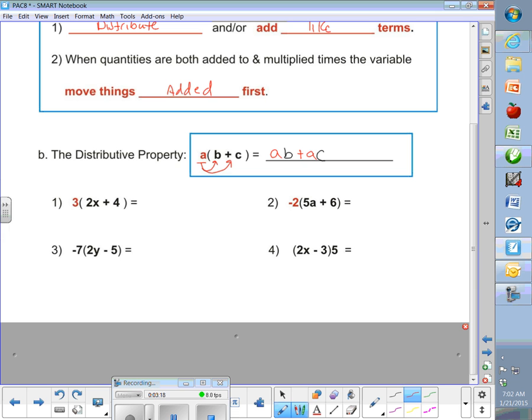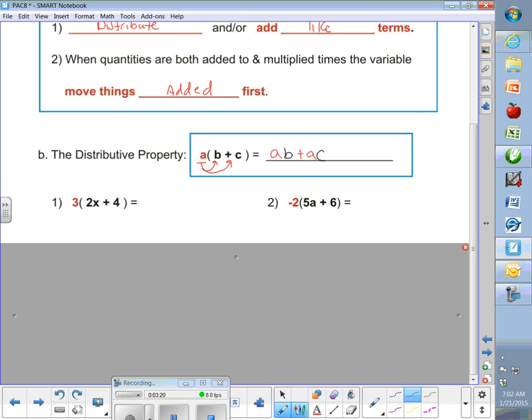If you look at example number 1 here, let me close my window a little bit. In example 1, we're going to take the 3 and multiply it times the 2x. 3 times 2x is 6x. And now we're going to take that positive 3 and multiply it times a positive 4. Positive 3 times a positive 4 is a positive 12. You need that plus sign in there because you have to show the relationship of the two terms that are added and remaining. So 6x plus 12.